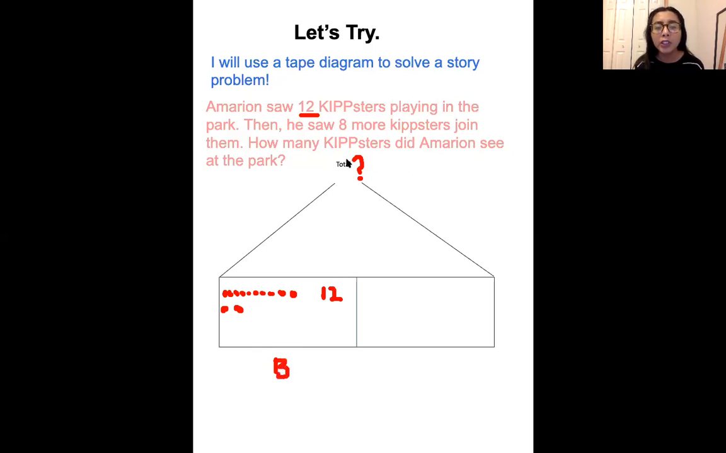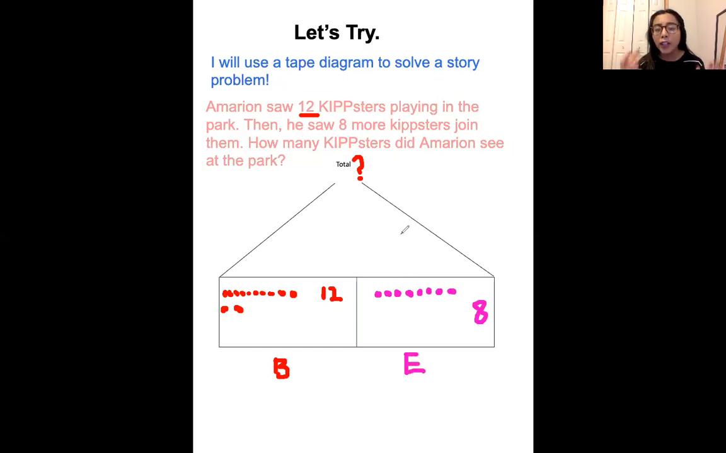And now let's move on to the second part. He saw 8 more Kipsters join them. So we're gonna draw 8 Kipsters on this side. So again, 1, 2, 3, 4, 5, 6, 7, 8. And then again, I'll write my number 8 so I don't forget how many there are in this part. And these are the ones he saw at the end. So I'm going to write E for end so I don't forget.